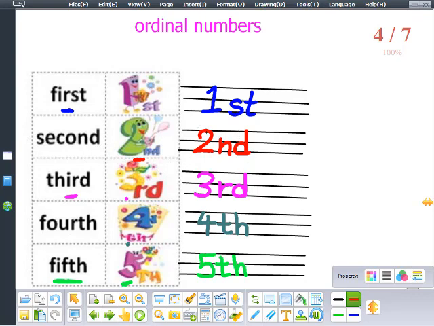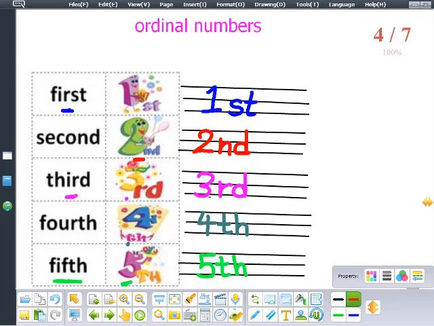What about number 3 in order? Number 3, we call it third. When we are in the line, the one who stands number 3, we call him third one. And we write it like that, third.